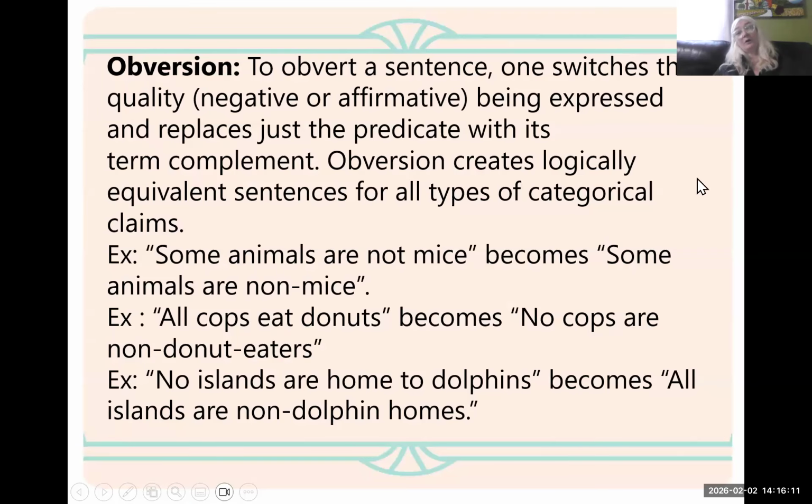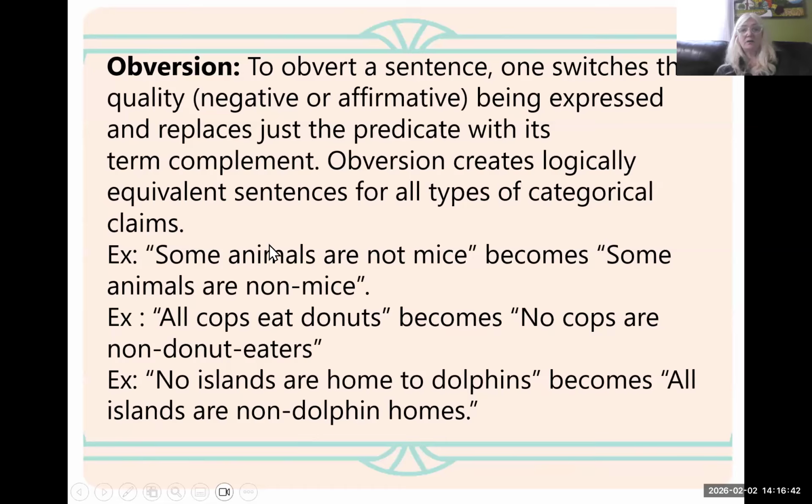Next, or last, I'm going to teach you how to obvert. To obvert a sentence, one switches the quality from negative to affirmative or affirmative to negative. So go from all to no, or say some to some-are-not, or vice versa. And then you're going to just replace the predicate with its term complement. Obversion creates logically equivalent sentences for all types of categorical claims.